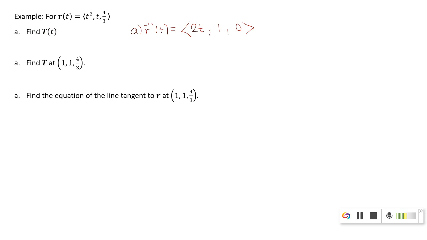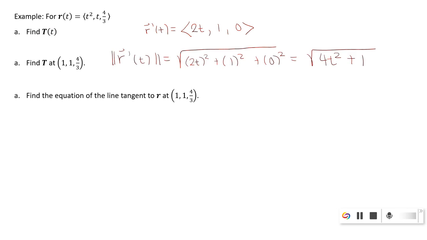And then to turn this into a unit vector, I'm going to find the magnitude of that derivative. To find the magnitude, I take the square root of the sum of the components squared. In this case, I get the square root of 4t squared plus 1. That cannot be simplified any further because of this plus sign right here. You can't distribute square roots when you have sums or differences. So there's the magnitude of my derivative.